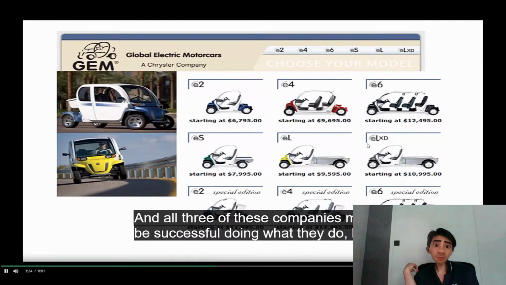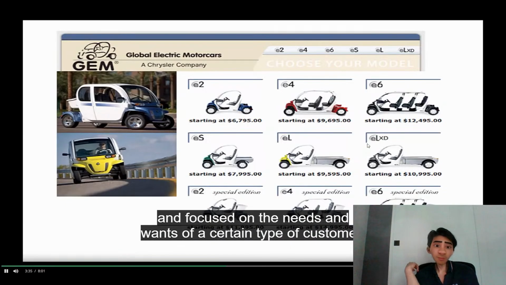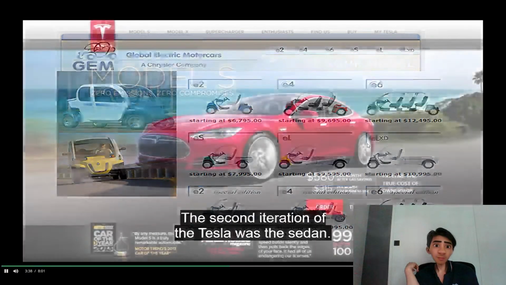And all three of these companies may be successful doing what they do, but they picked a segment, and they picked a purpose, and they've drilled in and focused on the needs and wants of a certain type of customer. So that's what we want to do as entrepreneurs.